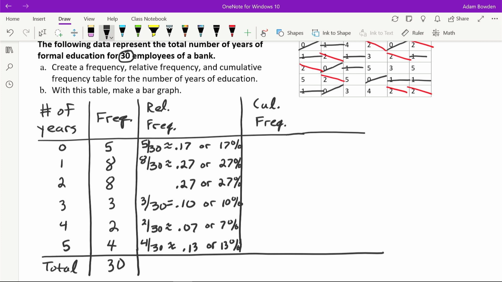Cumulative frequencies we find by going through and adding those frequencies together, starting with just the first frequency of 5, and then doing that frequency plus the next one, so 5 plus 8 to get 13. And then we add the next frequency to that to get 21, and then 21 plus 3 to get 24, plus 2 to get 26, and plus 4 to get 30.